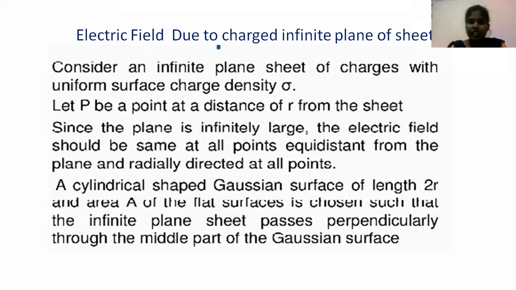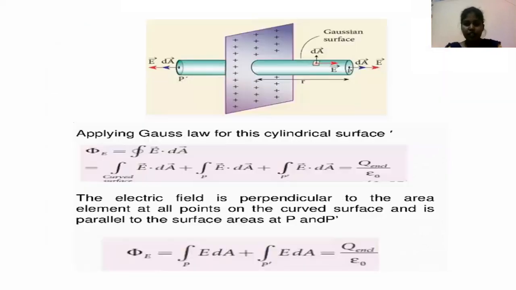And since the plane is infinitely large, the electric field should be the same for all points at the same distance from the plane. Right? So we just have to consider another Gaussian surface here. So this is the infinite plane sheet of charge. Due to this plane sheet of charge, we need to find the electric field at point P.